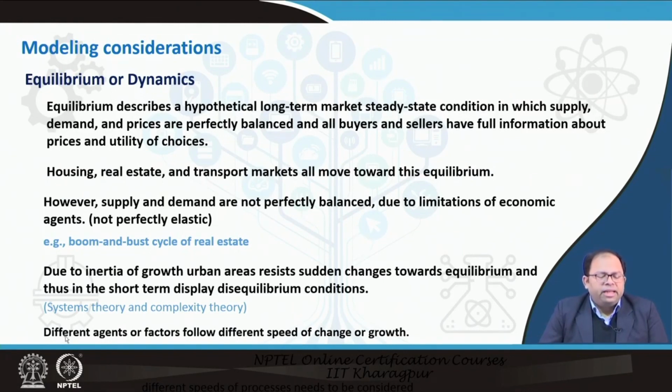We have already discussed in our earlier module that there are different agents and different factors in an urban area, and each of them grows at a different speed, or the change is different. For example, it takes 3 years to build a house, whereas a person changes house after a certain period, or a building is built and the life of the building is 50 years. Different factors have different life cycles, and accordingly we can also choose the time that we determine for this modeling process.